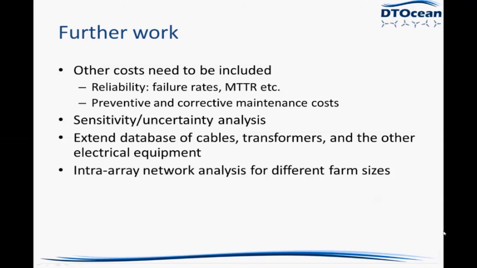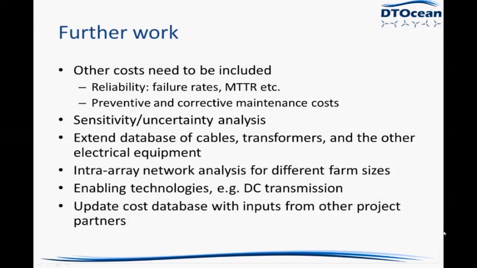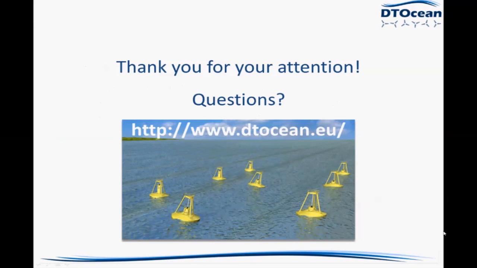As I said, the last thing that I showed, the intra-array network, we just analyzed for a 10 megawatt farm with two different network configurations. We need to do it for a range of different farm sizes. I mentioned this earlier, we've not thought about HVDC as being a viable option in the next 10, 15 years, but we would surely need to consider HVDC as an emerging technology and see how and when it might become a viable option for us. Again, we work on a very limited database of cost models and cost data, which needs to be expanded. Again, input from other project partners is required for that. So that's all we have right now.